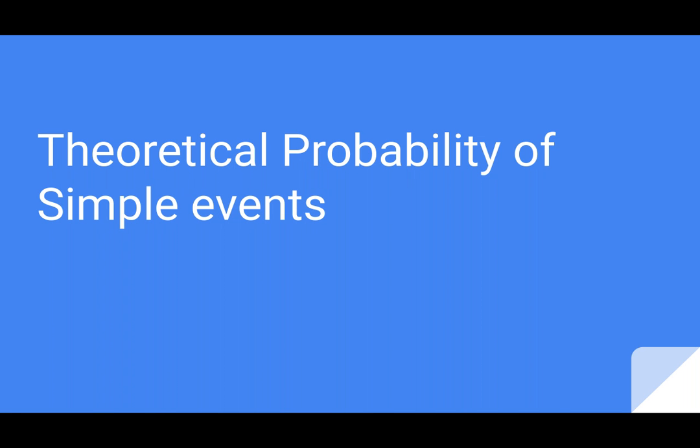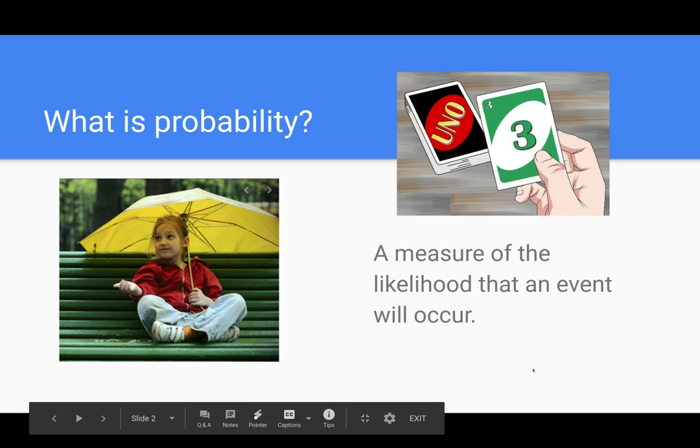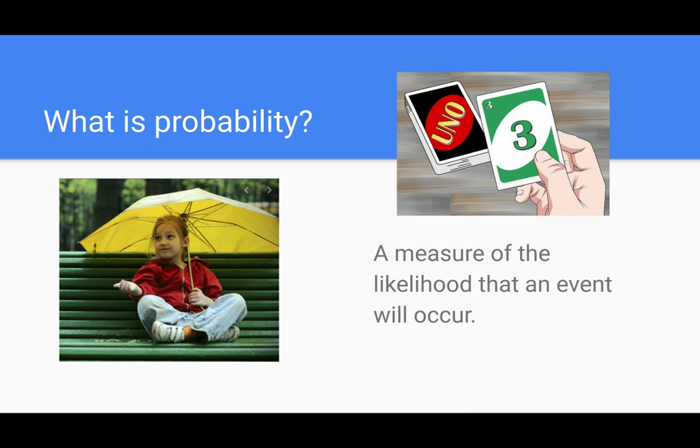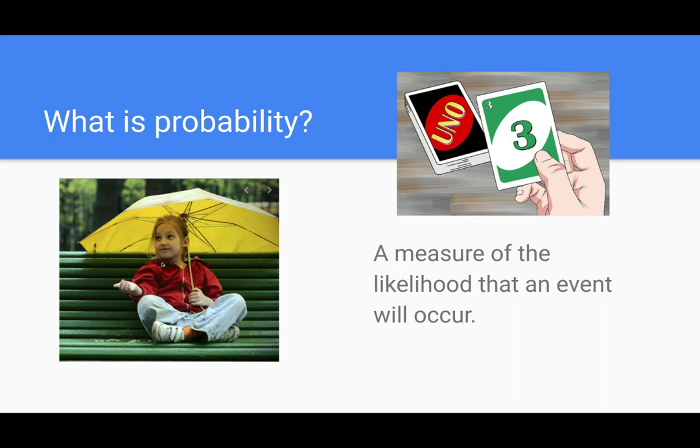We are going to talk about probability. So, as an introduction, we will talk about the theoretical probability of simple events. So, what is probability? Probability is just a measure of the likelihood that an event will occur. For instance, what is the likelihood that it's going to rain? Could be a 0% chance, it could be a 100% chance. If I'm playing cards, what is the likelihood that I will be able to pick a green 3? How do we figure that out?